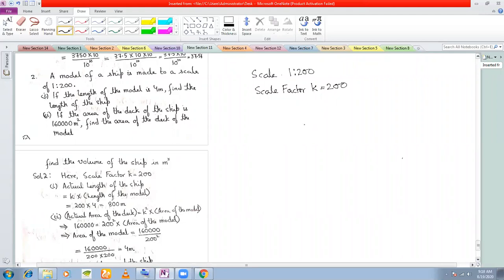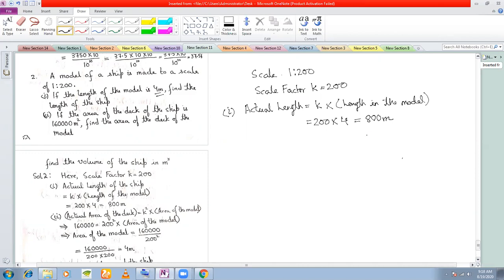Now let's see. If the length of the model is 4 meters, find the length of the ship. So what is the actual length? Actual length is scale factor k into length in the model, right? So my scale factor is 200, and the length in the model is 4 meters. So my actual length is 800 meters, right?